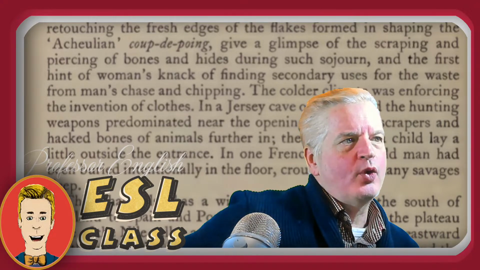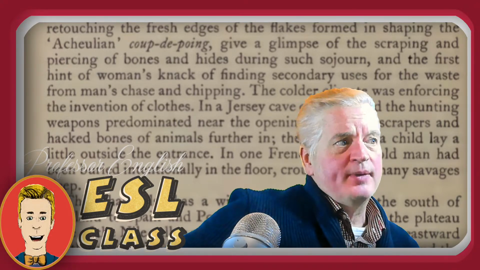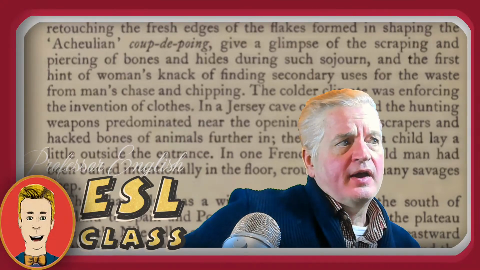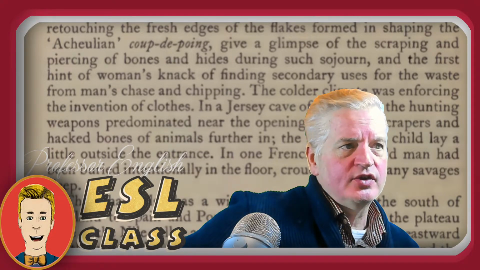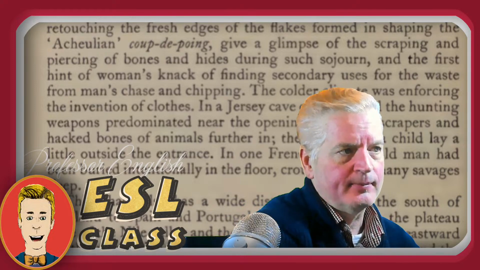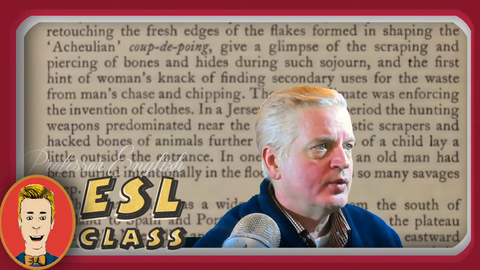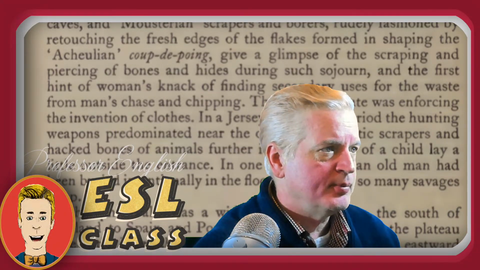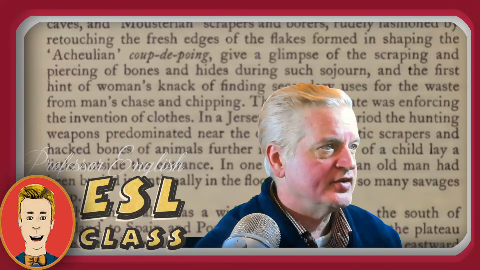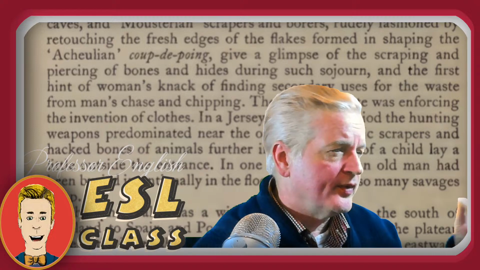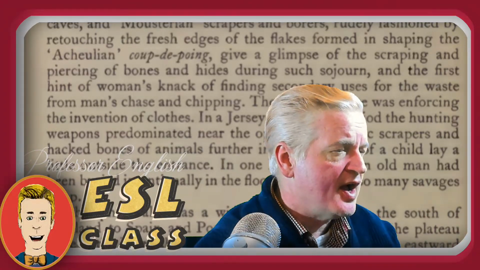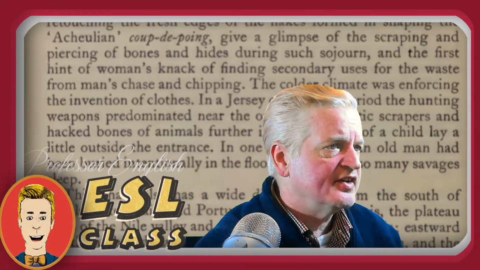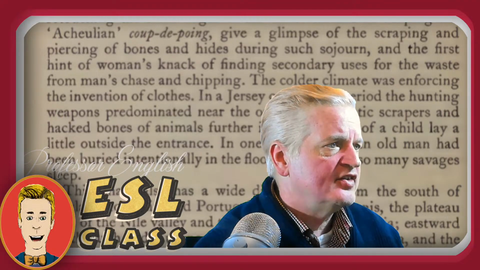So Acheulean coup de poing give a glimpse of the scraping and piercing of bones and hides during such sojourn. The first hint of woman's knack of finding secondary uses for the waste from man's chase and chipping. So these earlier tools that they find, even though they don't find people, they find these very primitive tools and the garbage, the leftovers, the bones, or the tools that they used for scraping, piercing bones and scraping hides, scraping the skins of animals.